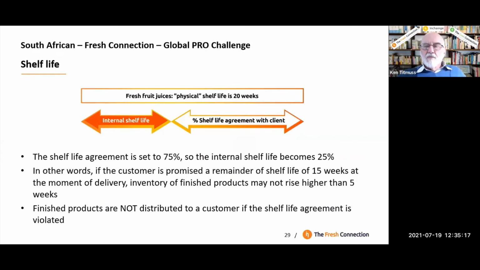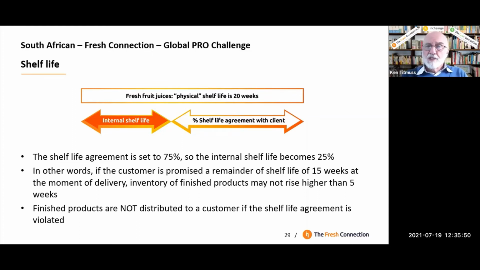Now, this is very important because when we start, we give the customers 75% of the shelf life. That means that they've got at least 15 weeks of shelf life, and we mustn't have anything longer than 5 weeks in our warehouse. If it goes over 5 weeks, then we have to destroy the product. And again, you've got to spend money, you've got to rebuild it again. So that's going to cost you a lot of money. So we don't want to have product going outside its shelf life, particularly inside the factory.